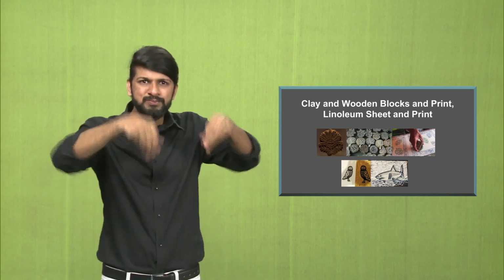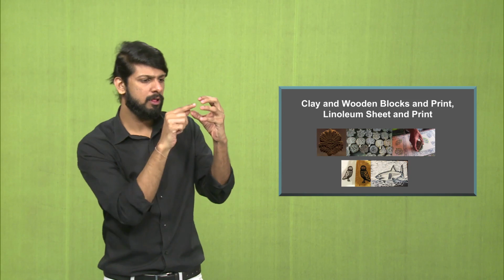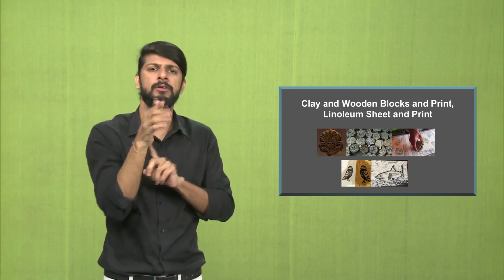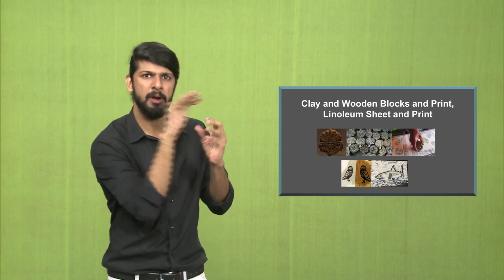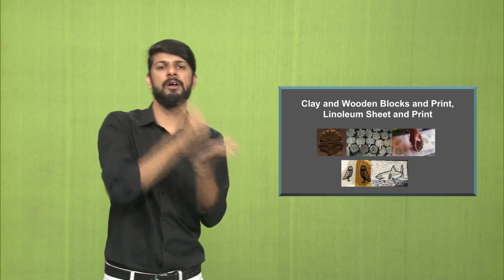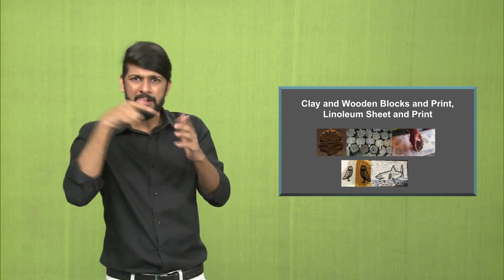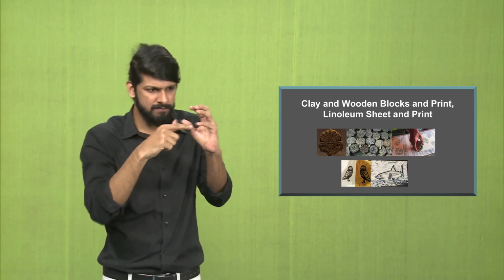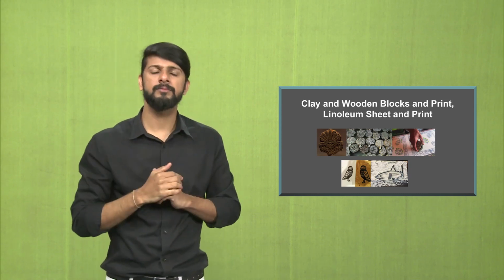These are the pictures in front of you of the various blocks. The first picture is a clay block. You can see the engraving and the elaborate shapes, could be floral, could be fauna related designs and motifs. Then you have wooden blocks which are also engraved or carved on a piece of wood.